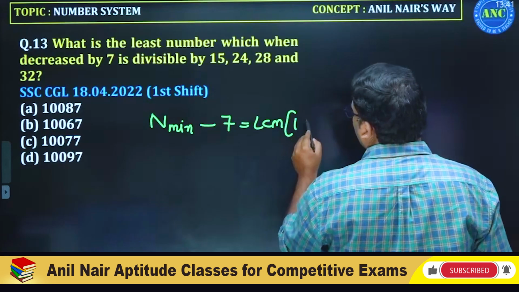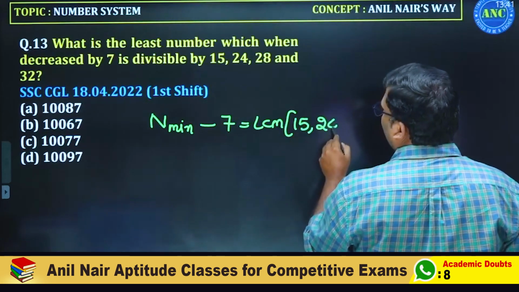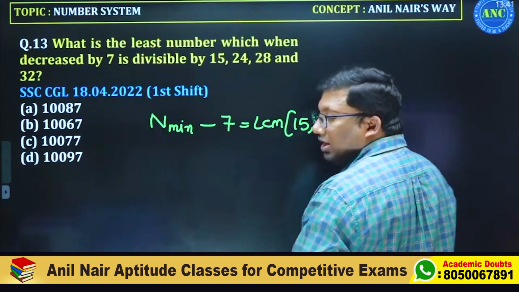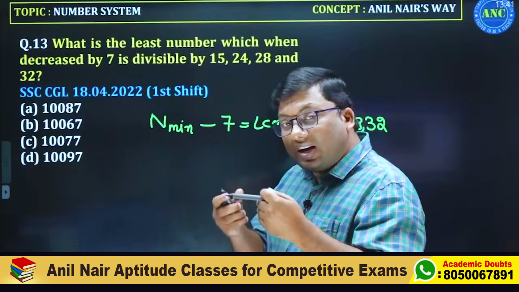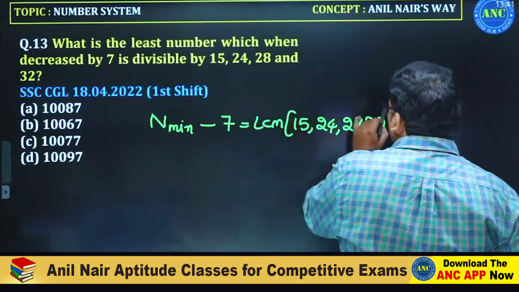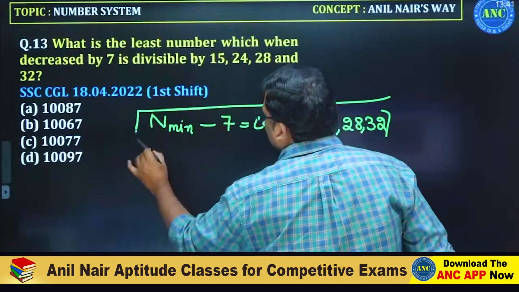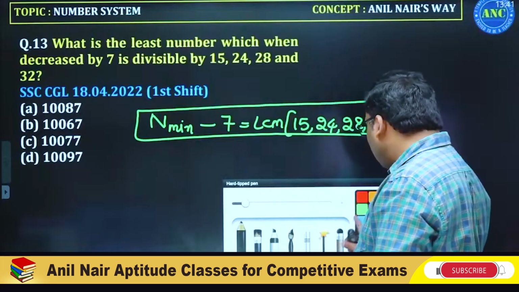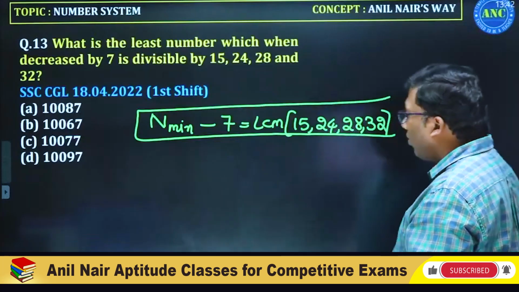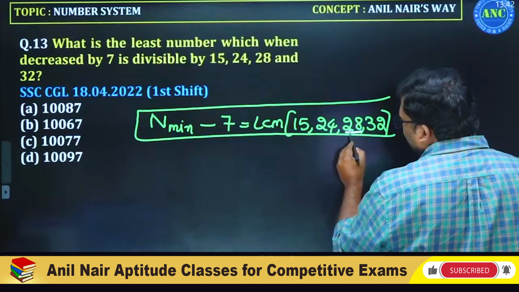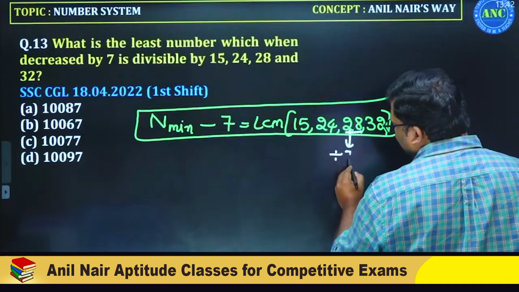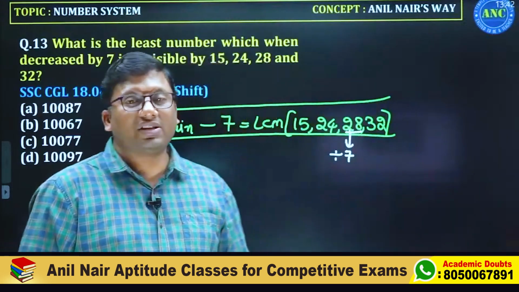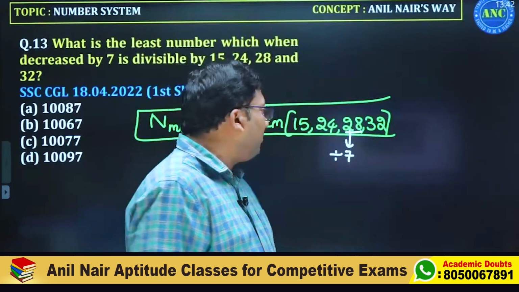15, 24, 28, 32. There is an n minimum value. If this value, when I decrease by 7, n minimum, if I decrease by 7, the answer is divisible by any of these numbers. Now see here how to eliminate answer options. Always look into, in LCM, here one number is divisible by 7. Whenever you are finding an LCM, input one number divisible by 7.